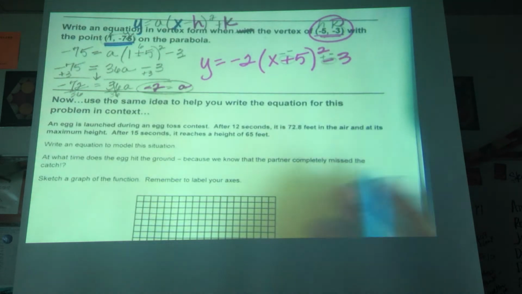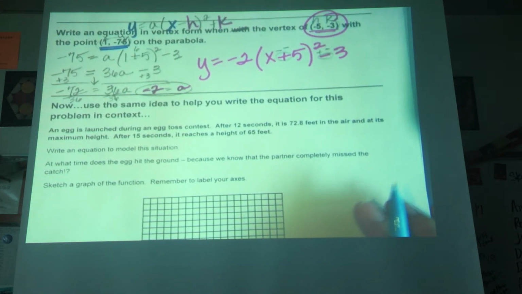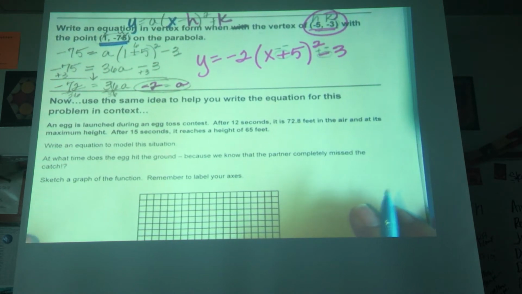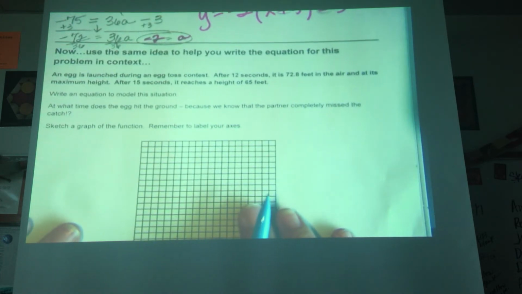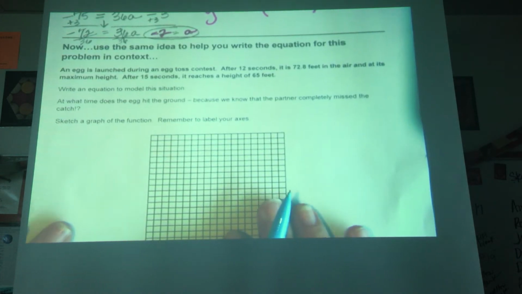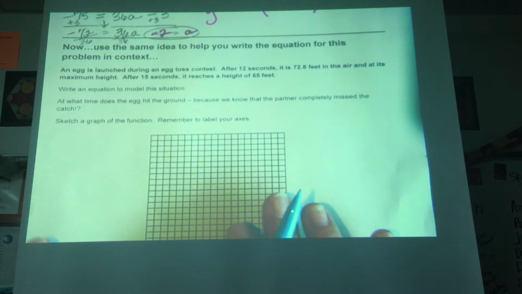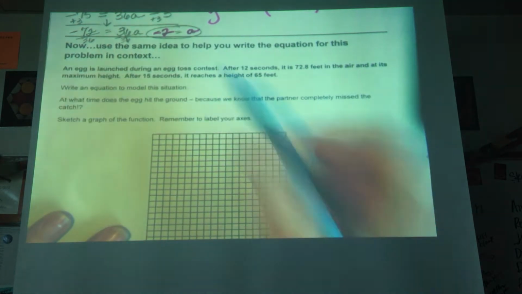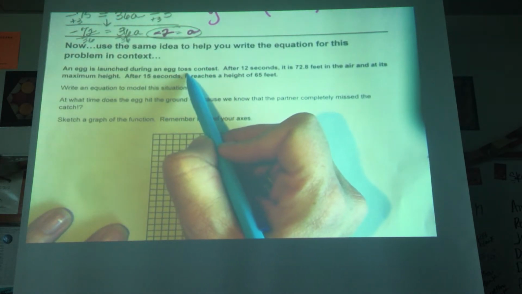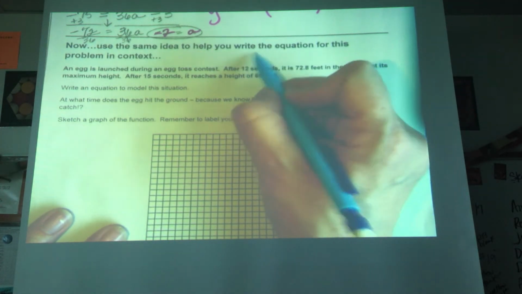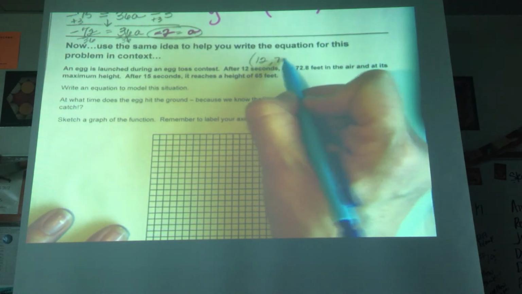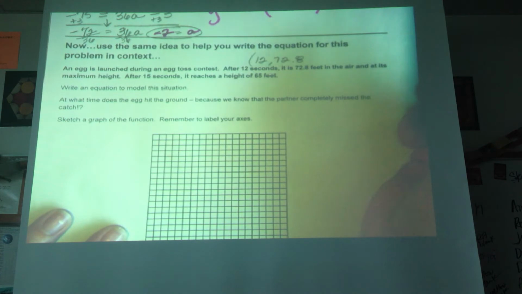Now, we're going to use the same idea, and if you need to pause and go back to any parts of these, do so. You're going to use the same idea to help you write the equation for the next problem about an egg toss contest. So an egg is launched during an egg toss contest. After 12 seconds, it's 72.8 feet in the air and at its maximum.